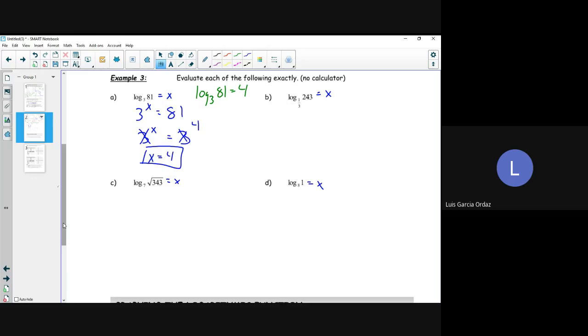So we have example B. We have log base 1/3 of 243 is equal to x. So first we need to transform it into exponential form. And what would that look like? So we have 1/3 to the x is equal to 243.